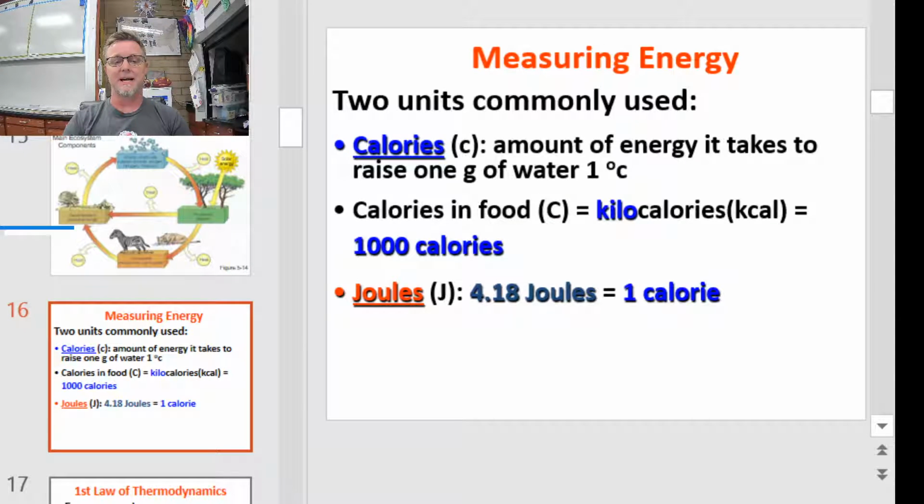The big C calories that we see on food labels and things like that are called kilocalories. A kilocalorie is 1,000 calories. So if you think of it this way, 1 kilocalorie could raise that same drop of water 1,000 degrees Celsius. That's a lot of juice, okay? A joule is basically, or 4.18 joules is equal to 1 calorie.